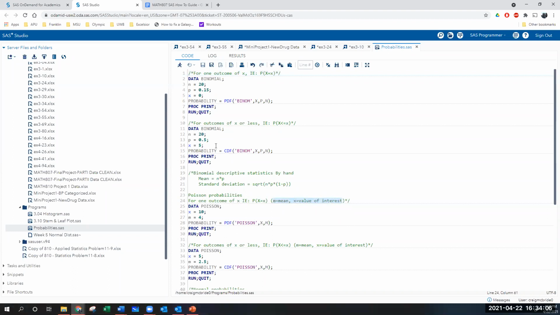So instead of, you know, in the binomial, we have an X and an N, where X is the number of successes and then N is our sample size and then P is our probability of success. For Poisson, we only have two things. We have X, the same thing as before, basically the number of successes, but instead of a sample size and a probability, we have a mean.